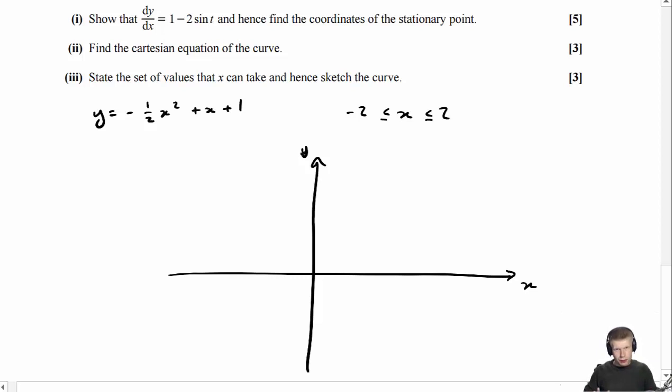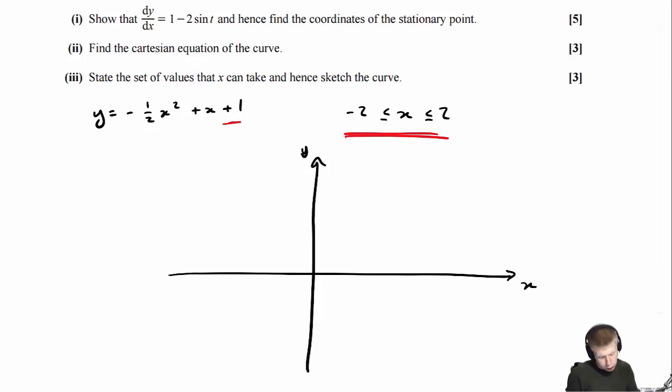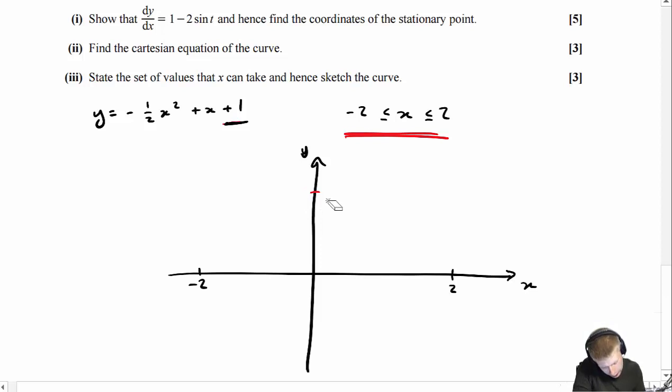Right, do I know enough to draw the graph then? Well, I know that it crosses the y-axis at 1. Do I know the coordinates of the endpoints? Remember, I'm only plotting it between negative 2 and 2, so I suppose I should plot that on. So negative 2 and 2. I just established it crosses the y-axis up here at 1. Actually, let's draw that a little bit better, down here in terms of scale. So it's going to cross at 1.